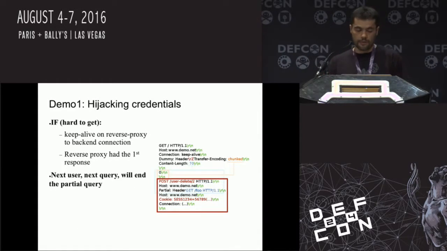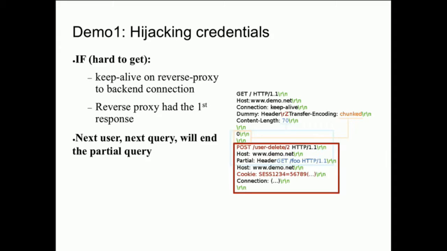So what could happen if you've got a reverse proxy in front of Node with a keep-alive connection with Node, and the proxy gets the first response? It's thinking, this is one query, I need one response, so it gets one response. Then Node is just waiting for a second query, and another user, like the admin user, sends a query, any query, and the query gets appended to the unterminated one, with the new user's credentials, like the cookie, like an HTTP authentication credential. And then the admin user is doing a POST user delete 2 without requesting it.